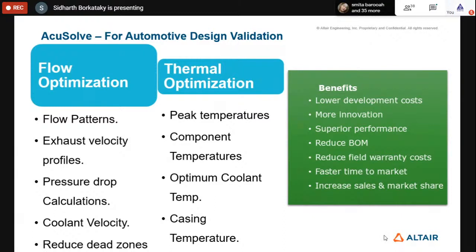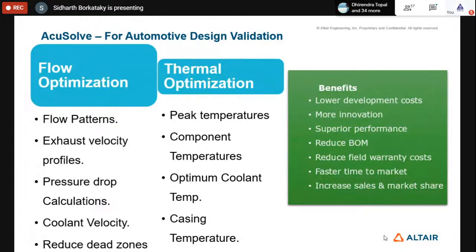So any automotive industry looks for results related to CFD on different products, maybe the engine, maybe the muffler, maybe the whole vehicle externally, maybe the engine performance, maybe the coolant, maybe the radiator. So there are a lot of things on which any automotive industry does R&D on their product. So flow optimization and thermal optimization, we can characterize their requirement based on these two important pieces, flow optimization and thermal optimization.